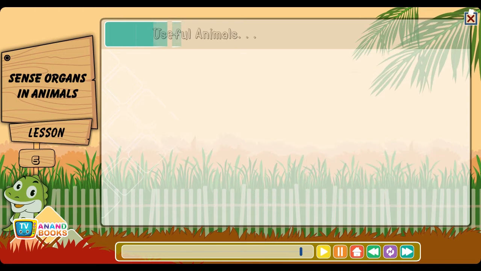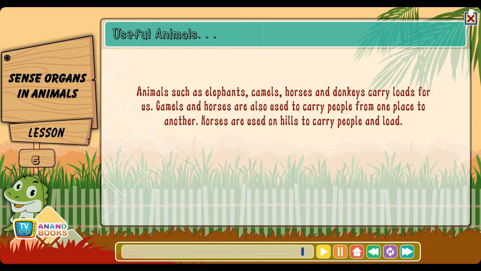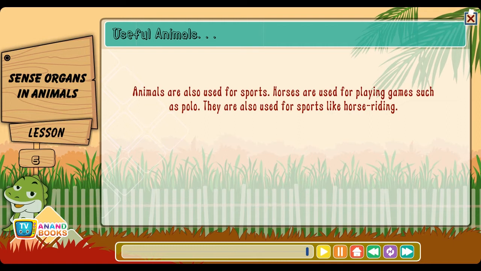Useful animals. Animals such as elephants, camels, horses and donkeys carry loads for us. Camels and horses are also used to carry people from one place to another. Horses are used on hills to carry people and load. Animals are also used for sports. Horses are used for playing games such as polo. They are also used for sports like horse riding.